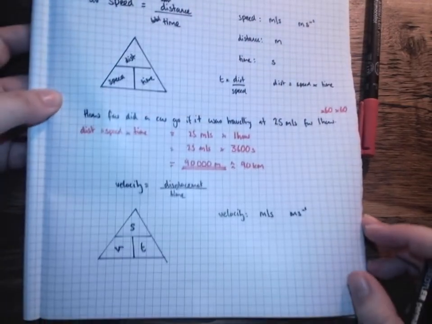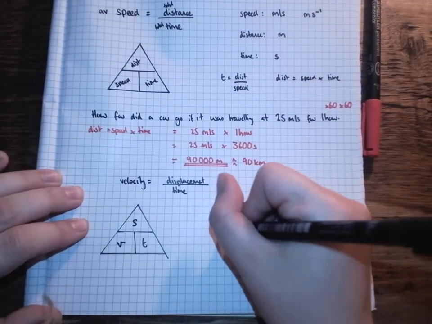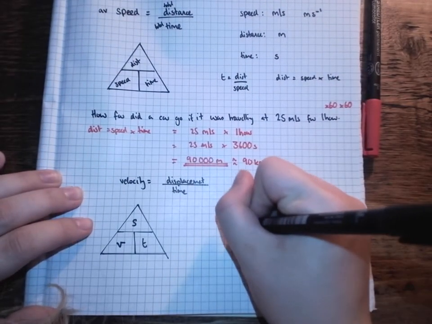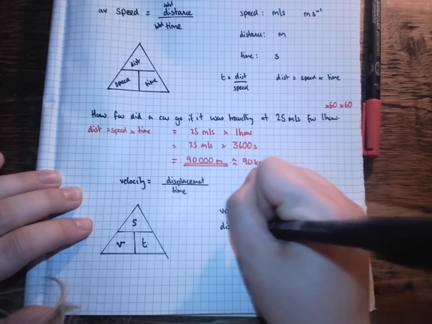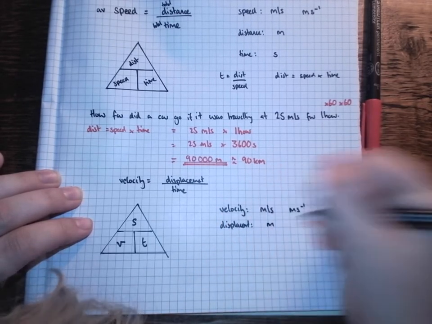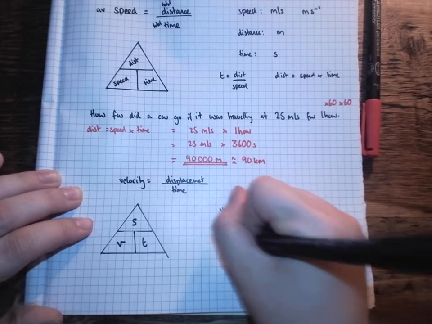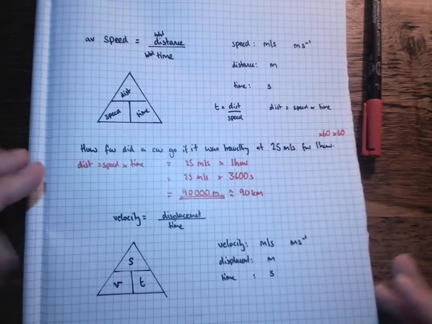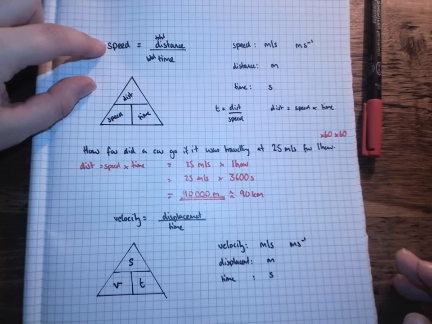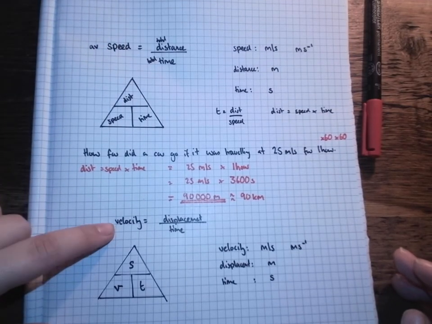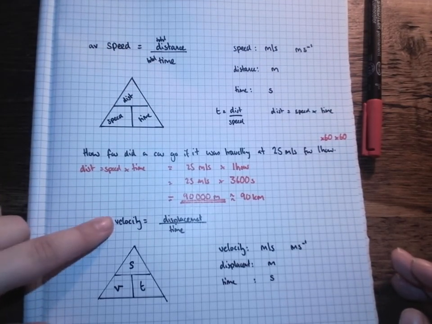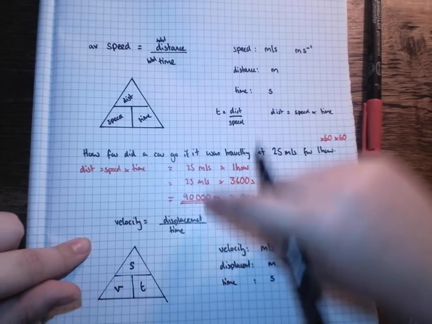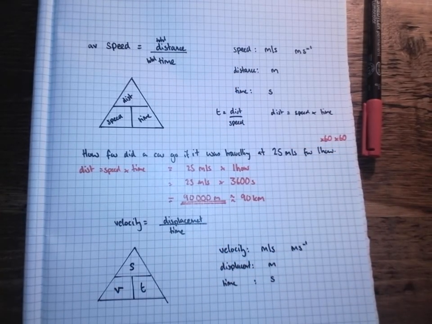Oh, sorry, I just realised you can't see that. Our displacement is given in meters, and time is also given in seconds. So be really careful because of our speed equation: are they asking you to calculate the speed or are they asking you to calculate the velocity? So be looking at that. Have they given you displacement or distance, to be able to solve those problems?